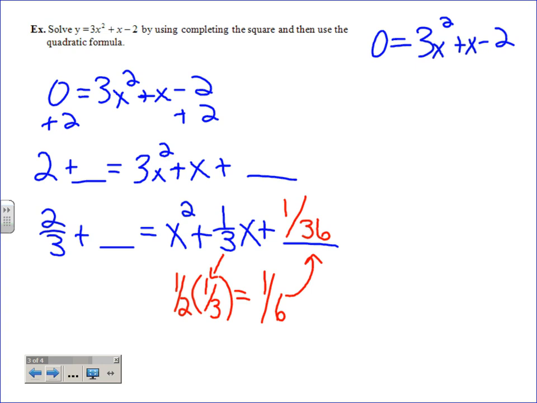What goes over here then? 36. That was a pretty nice 6. Any questions so far? I'm not saying this is pretty. I'm just saying this is how you do it.